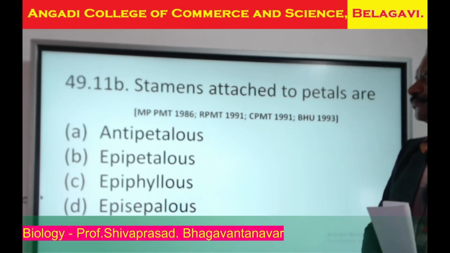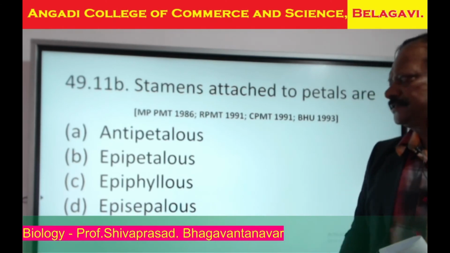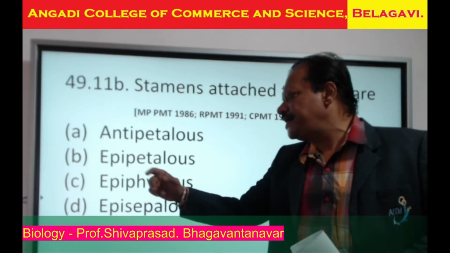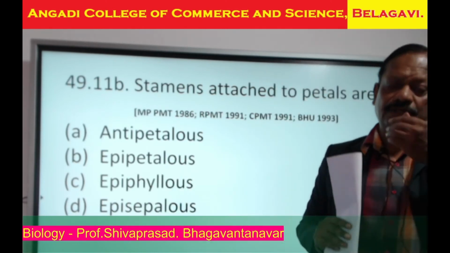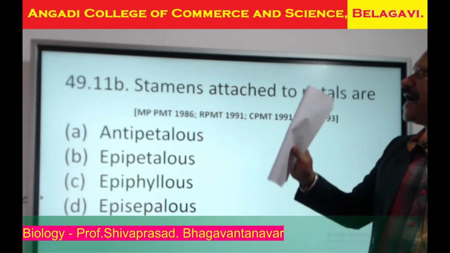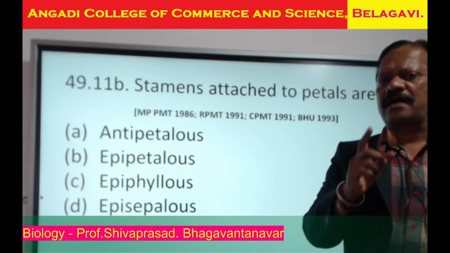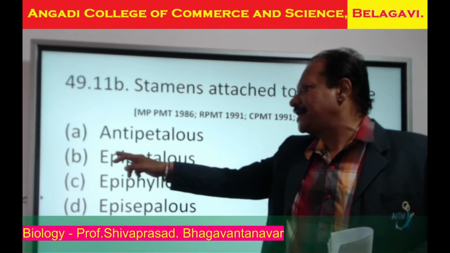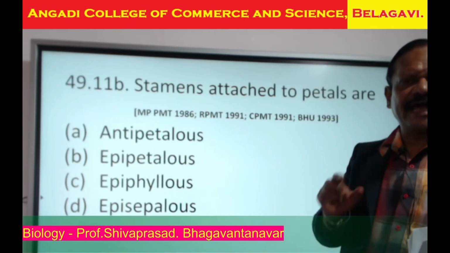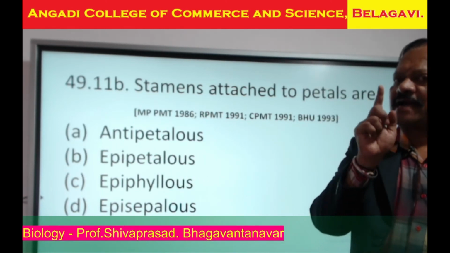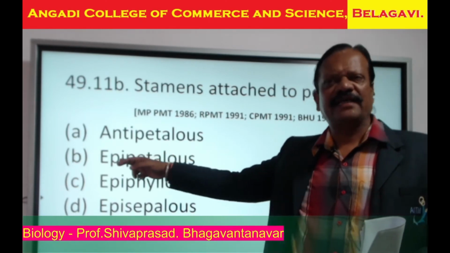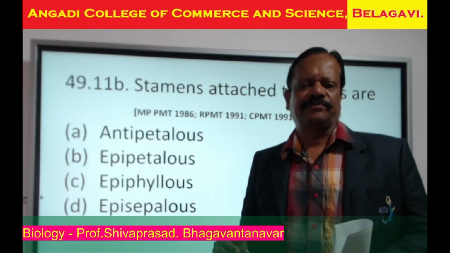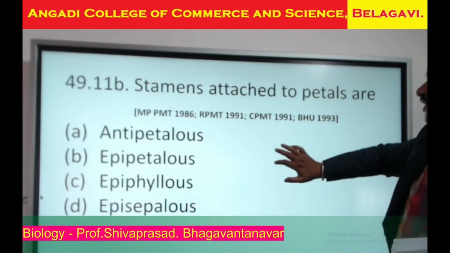We will go to the options here. A. Antipetalous, B. Epipetalous, C. Epiphyllous, then D. Episepalous. Here the anthers or the stamens are attached to the petals or the corolla, so we call it epipetalous. If the filaments are attached to the petals, we call it epipetalous. So in this question, option B is the right answer. We'll move to the next question.